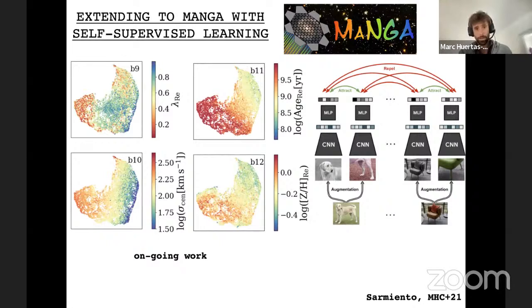You can now probe, following the same approach, creating mocks of MaNGA, how these detailed properties of stars are reproduced relative to the observations by looking at them in some reduced dimensionality space. This is ongoing work. The first paper has been published, but we are now repeating this on simulations. Again, I'm happy to discuss self-supervised learning if you're interested. I think it's a very exciting approach.